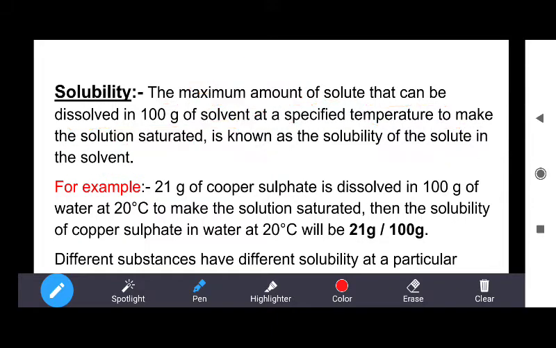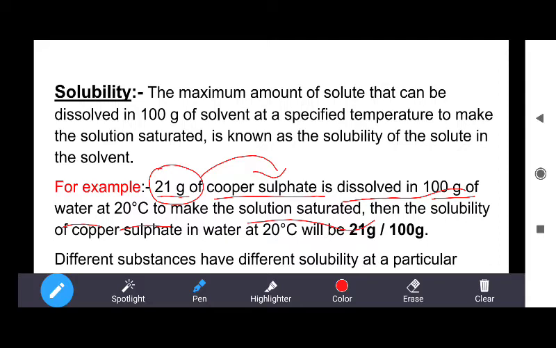For example, if you take 21 gram of copper sulfate and dissolve it into 100 gram of water at 20 degrees Celsius, then a saturated solution is formed. So if you start to add copper sulfate to 100 gram of water, you will see that after some time the dissolution of copper sulfate will stop.